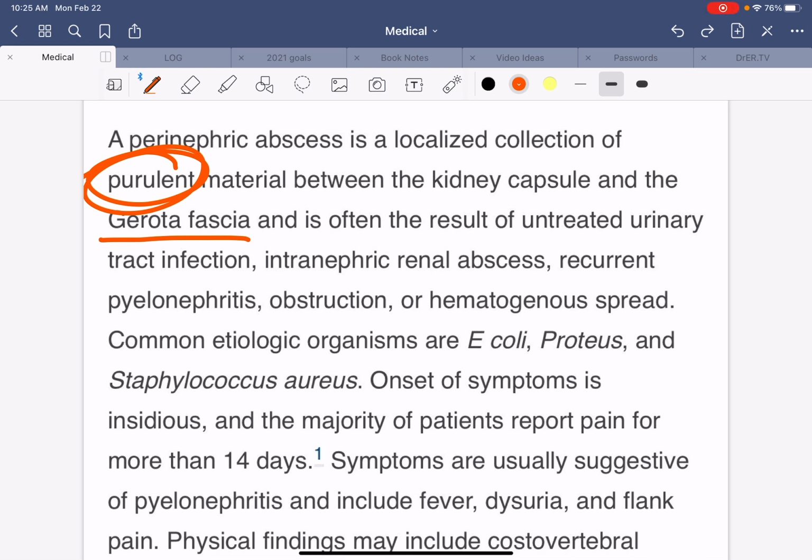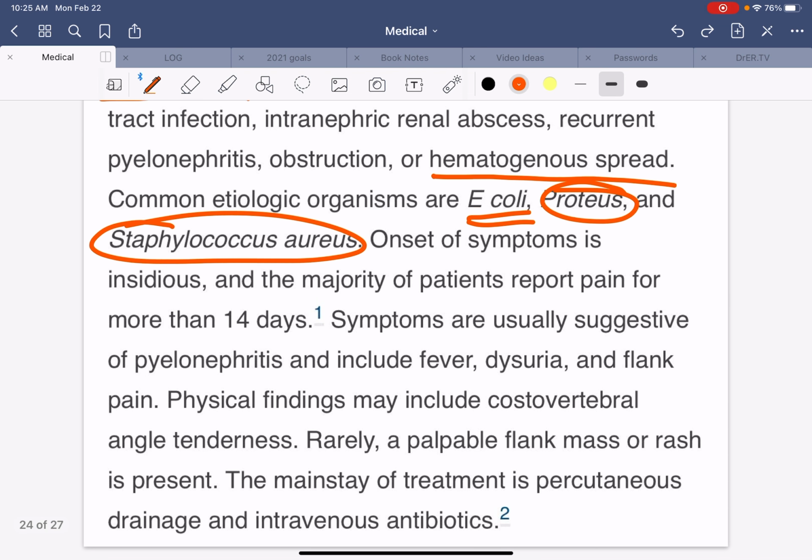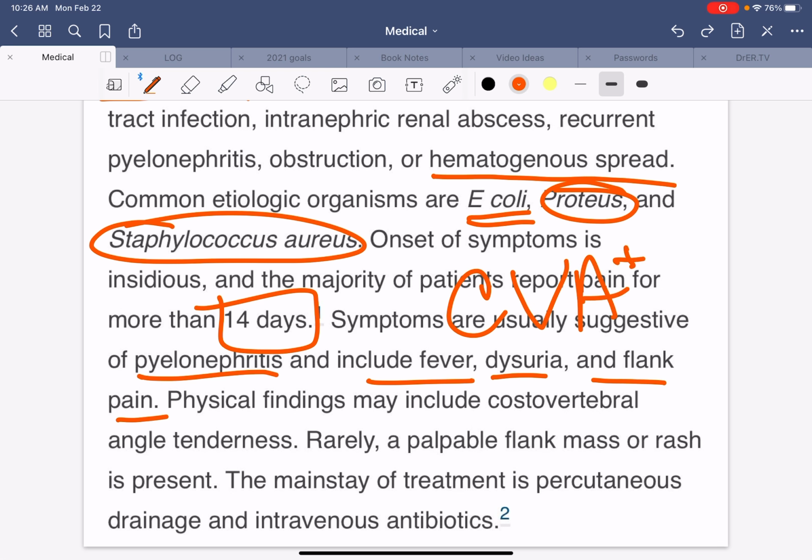Intranephric renal abscess, recurrent pyelonephritis, obstruction, or hematogenous spread. Common etiologies are E. coli, like this patient, but also Proteus and Staph aureus. Onset of symptoms is insidious, I mean it's slow and gradual, and the majority of patients report pain for more than 14 days. Symptoms are usually suggestive of pyelonephritis, including fever, dysuria, and flank pain. So in the initial presentation, it all sounded like a UTI, maybe a pyelonephritis, which is an upper tract urinary tract infection. Physical findings included costovertebral angle tenderness, or CVA tenderness.